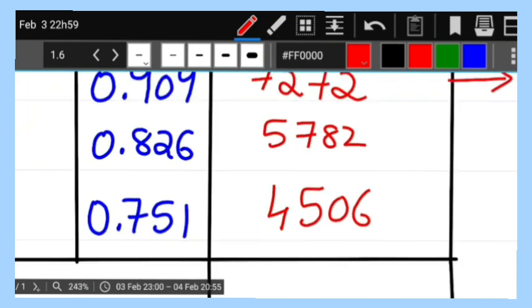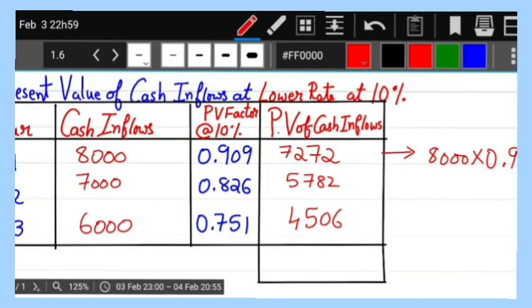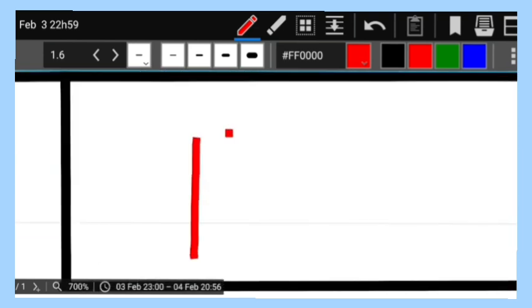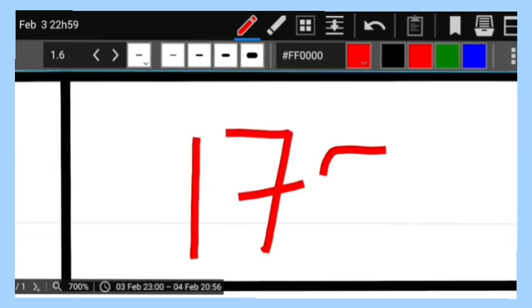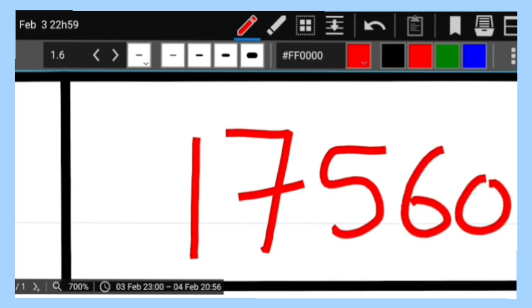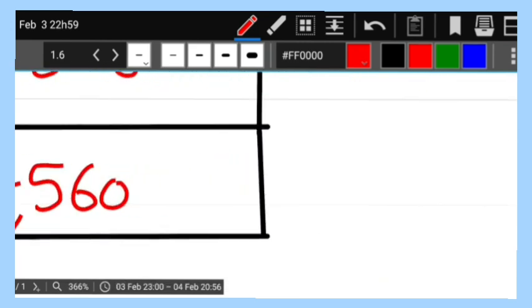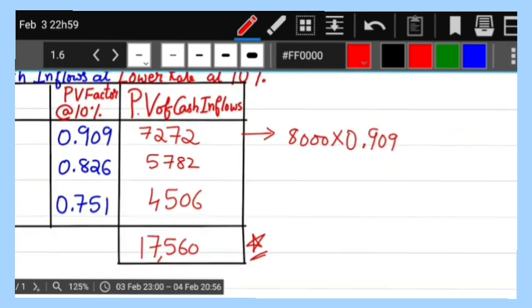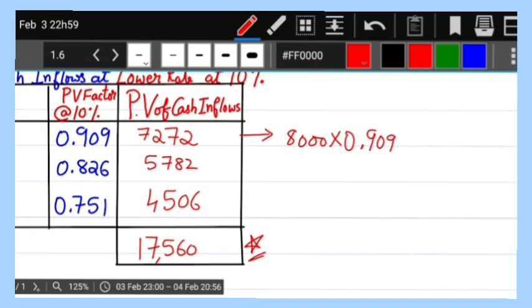Now you have to add all the three values: 7,272 plus 5,782 plus 4,506. If I add all three, I will get 17,560 as the answer. So this value is required. This is the present value of cash inflows.